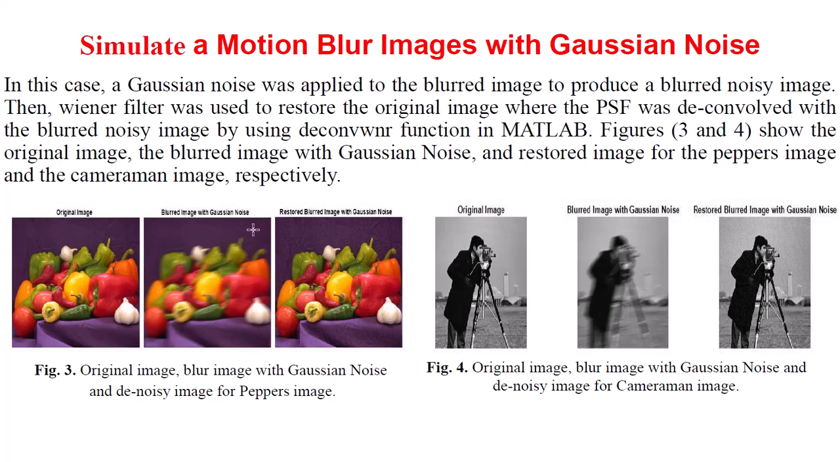Gaussian noise was applied to the blurred image to produce a blurred noisy image. Then we use the Wiener filter to restore the original image. This code uses MATLAB. So figure 3 and figure 4 show the original image, the blurred image with Gaussian noise, and then the denoised image for the paper image and cameraman image respectively.